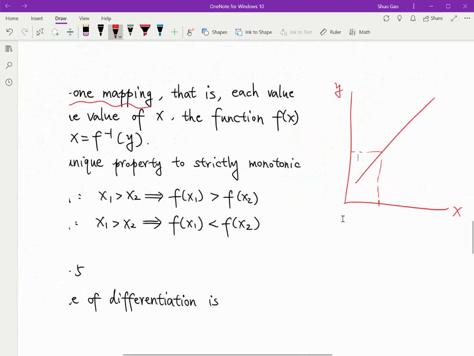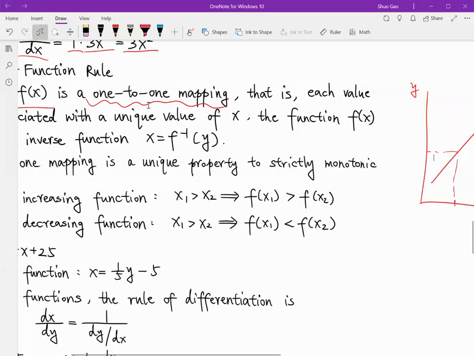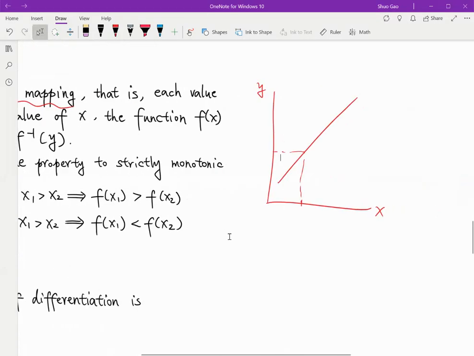But here, if this function is a one-to-one mapping, that means for each x, we have only one y value associated with it. And for each y, we again have only one x value associated. So in this case, we call this a one-to-one mapping.